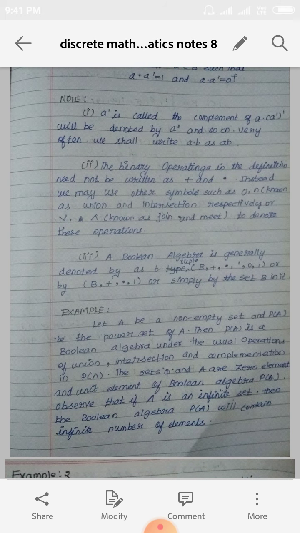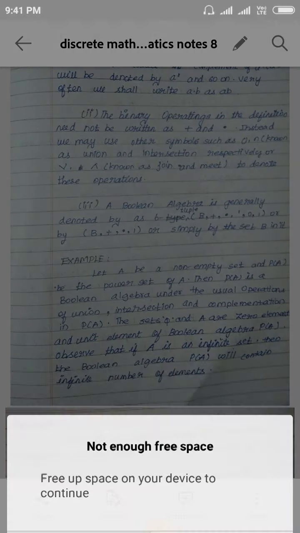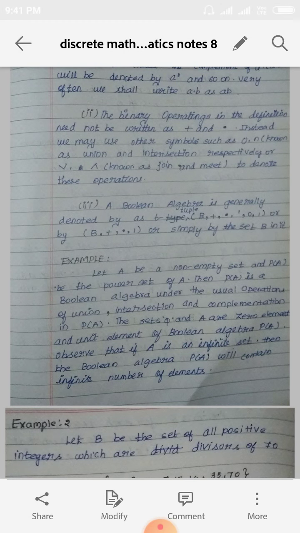And second note, the binary operations in the definition need not be written as plus and dot. Instead of plus and dot, we may use other symbols, such as union and intersection, or sometimes join and meet. And third, a Boolean algebra is generally denoted as a 6 tuple, B, plus, dot, negation, 0 and 1. These are simply called the 6 tuple of Boolean algebra.